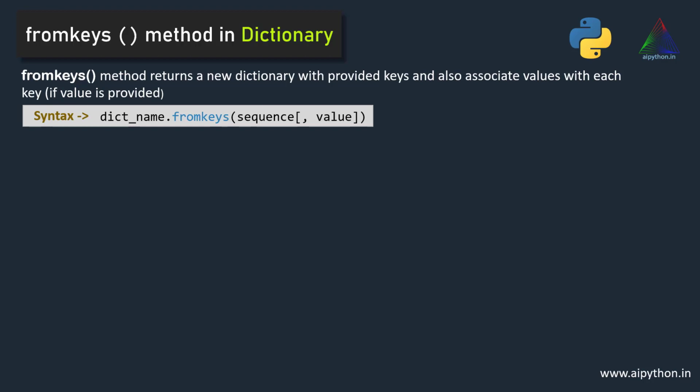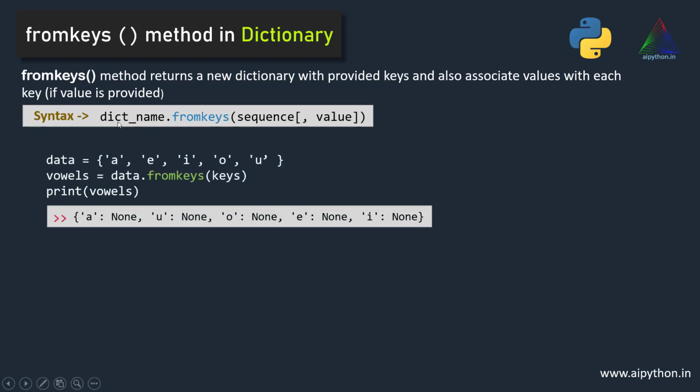Sounds confusing? Okay. So the syntax goes like this: dict name, or the name of the dictionary, dot, since this is a method, fromkeys, and then sequence. So this sequence is basically the keys which are provided to apply. This is how the syntax goes, and I'll tell you in detail through an example, because an example will give you the best way to explain everything.